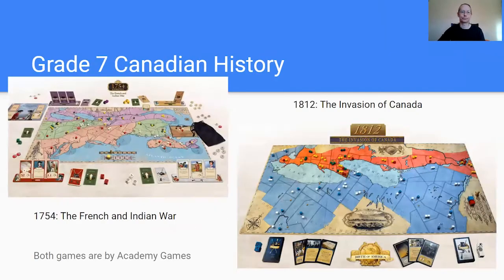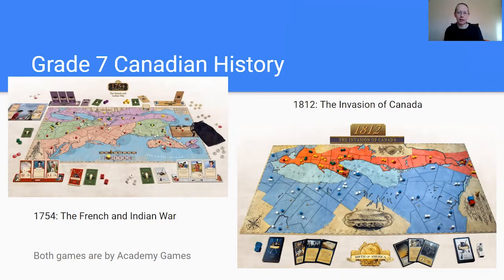Well, here's what I did. I was teaching grade 7 Canadian history. So I used these two games by Academy Games, not at the same time. One I used before the French-Indian War, of course an extension of the Seven Years' War, and then the next unit was 1812. They're both by Academy Games, with very similar mechanics and only minor changes between the two games. So once I taught the one, it was easier to teach the other.